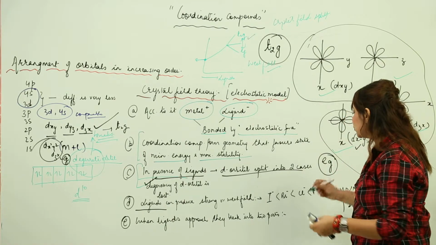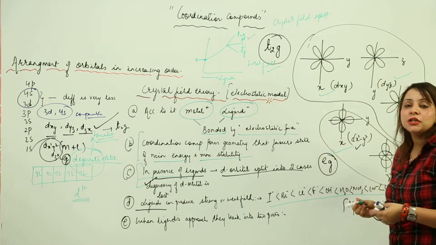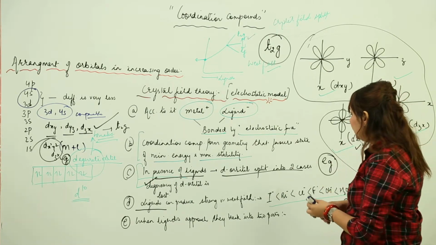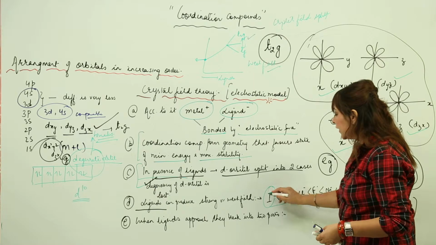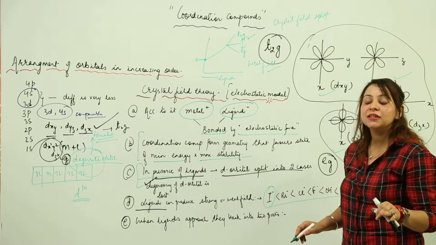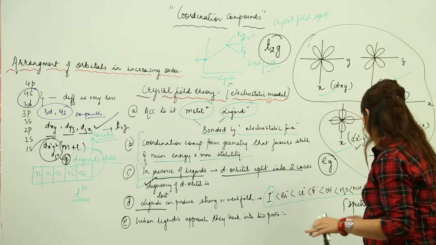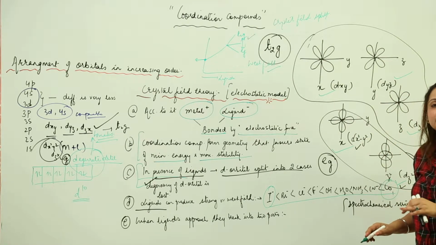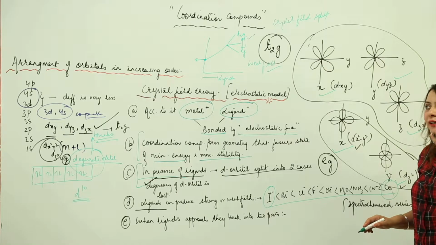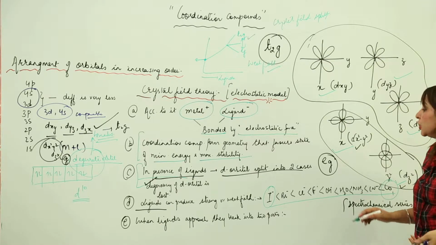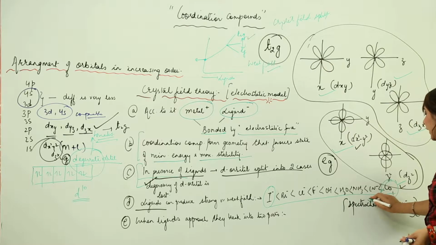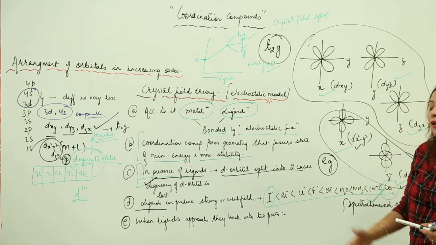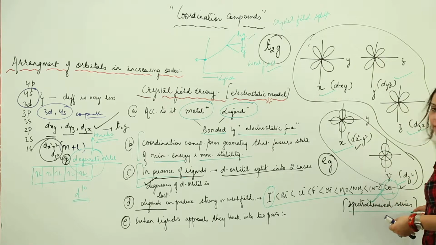So this is the spectrochemical series, in which I have arranged the ligands in order of their magnitude of crystal field splitting. That means this iodide ion produces less crystal field splitting, that is, it creates less energy difference. And if we talk about carbonyl, it is the one which can do the maximum crystal field splitting. So this is how we can arrange the ligands according to their magnitude of crystal field splitting, and it is called the spectrochemical series.